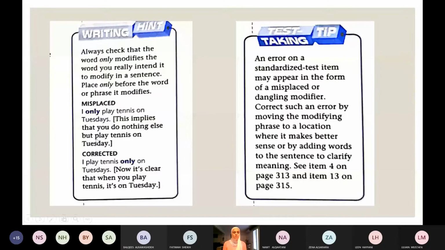Then he said to me, this I explained previous time, I'm just revising it to combine it with dangling modifier. He said to me that I have to be aware when I use only. If I say I only play tennis on Tuesday, it means that I wake up on Tuesday and I don't do anything, I just play tennis. But when I say I play tennis only on Tuesday, it means that I do other stuff, but I play only the tennis on Tuesday. Okay, only tennis played on Tuesday.